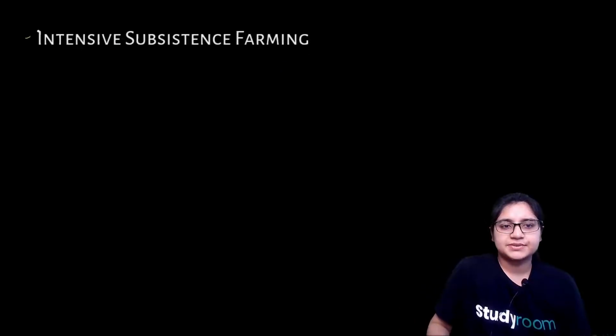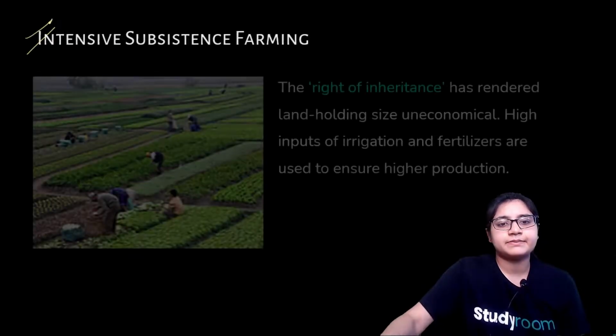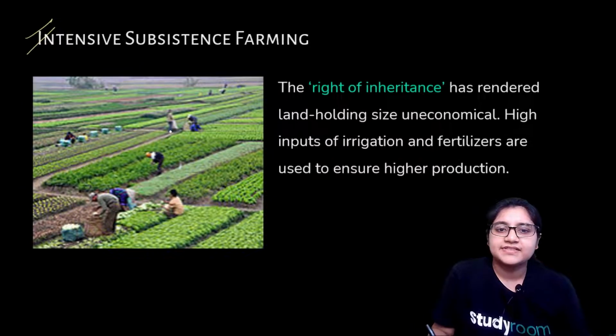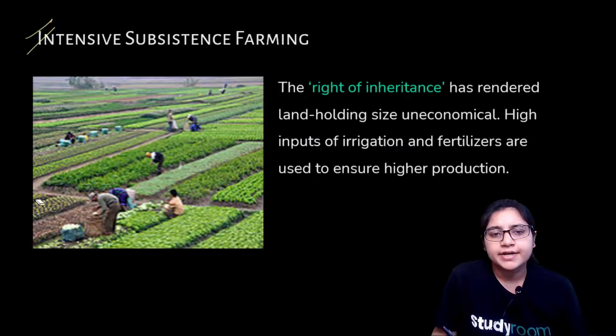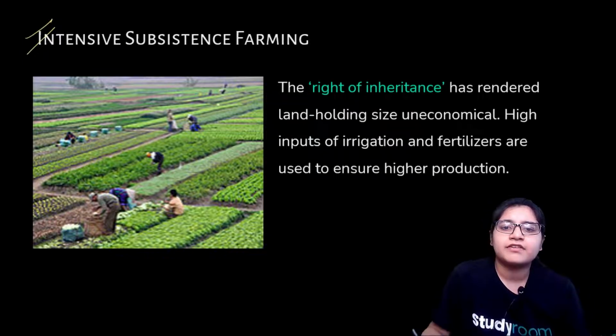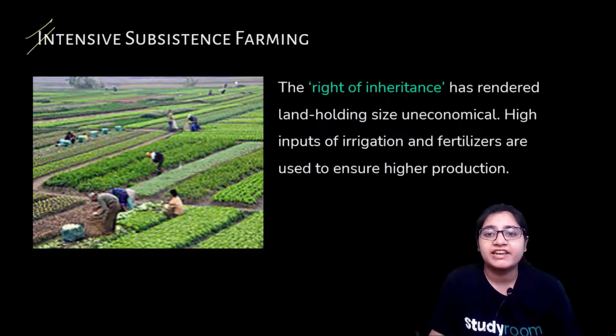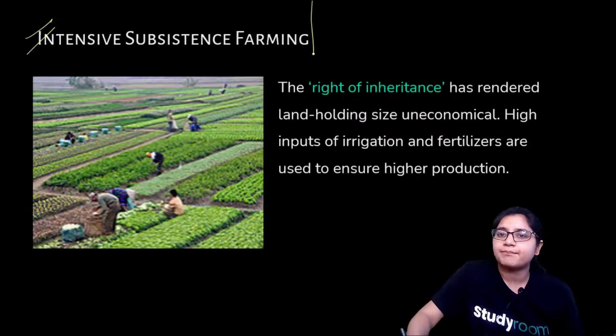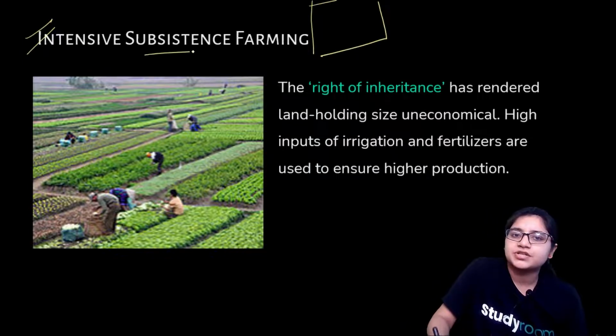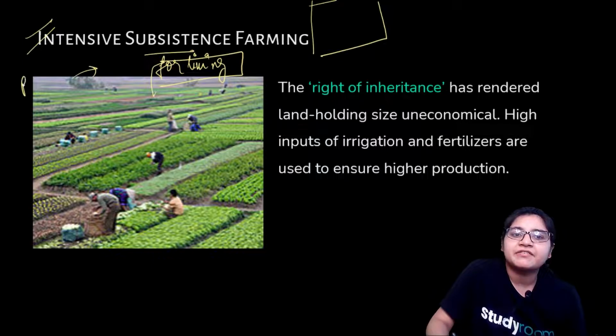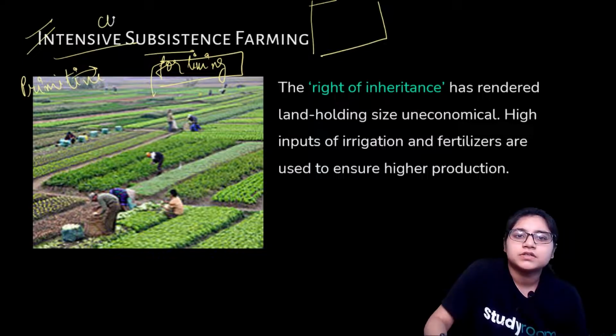Then comes our intensive subsistence farming. Let's just discuss it in detail. So in intensive subsistence farming, they do sell the crops in the market, right, and they keep part of the crops to themselves as well, so that they do it for living. But this is a very simple thing: subsistence is for living, right, but this is better than primitive. Now they are doing intensive cultivation, right?